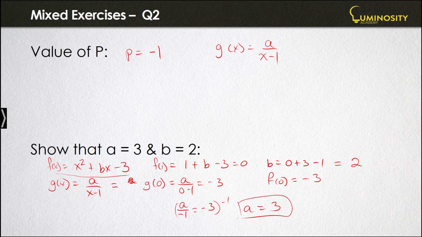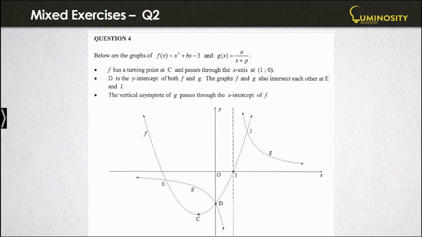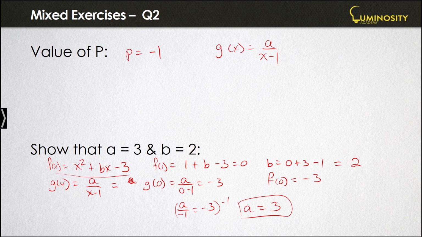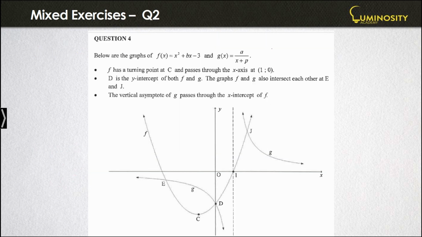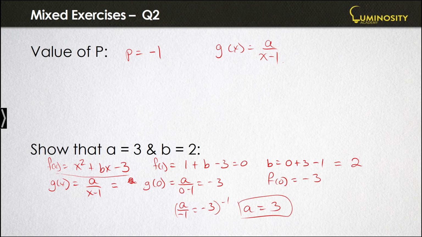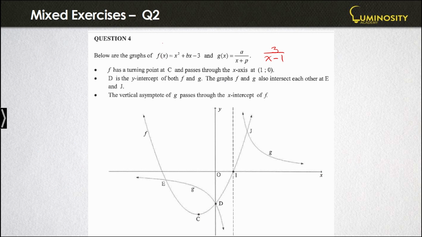So let's rewrite this so that we know what we're dealing with. Our g of x has a as 3 and p as minus 1, so 3 over x minus 1. And our b is equal to 2, so we have f of x equals x squared plus 2x minus 3. Now we have both of our functions, so this should make things a little bit easier.